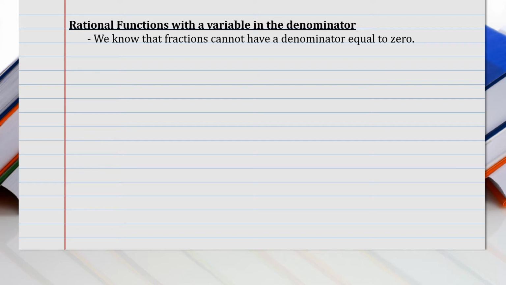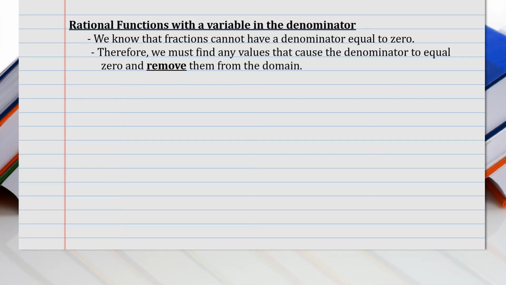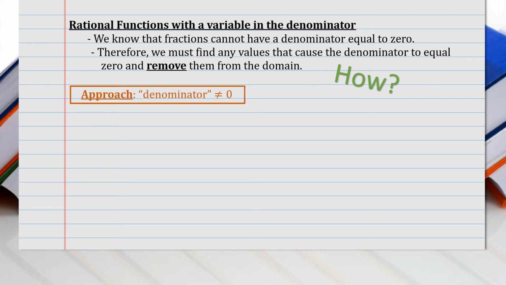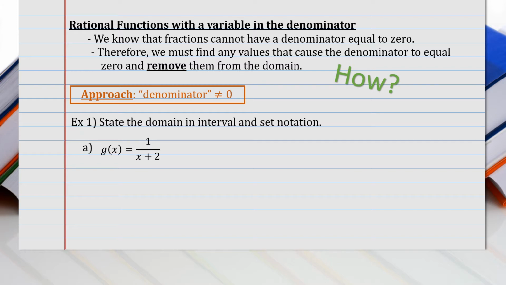Well, we know that fractions cannot have a denominator equal to 0. Therefore, we must find any values that cause the denominator to equal 0 and remove them from the domain. But how do we do that? Well, the approach is to take the denominator and say it cannot equal 0. So let's look at an example. Example 1 says state the domain in interval and set notation.